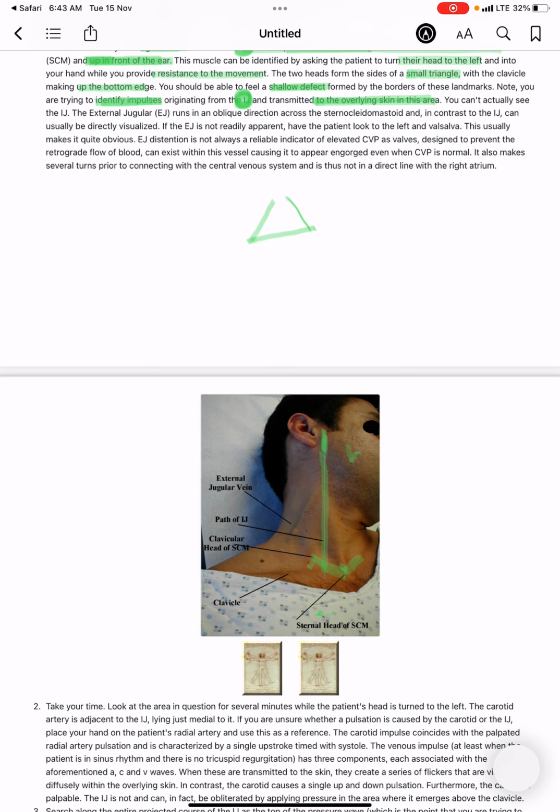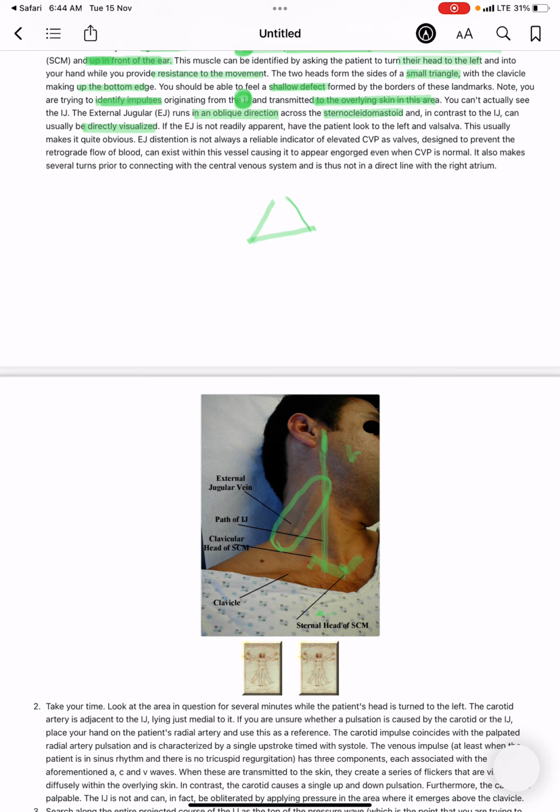The external jugular vein runs in an oblique direction across the sternocleidomastoid, and in contrast to the internal jugular vein can usually be directly visualized. So here you can see the external jugular vein. It runs obliquely across the sternocleidomastoid, and in contrast to the internal jugular vein, this can be directly visualized.